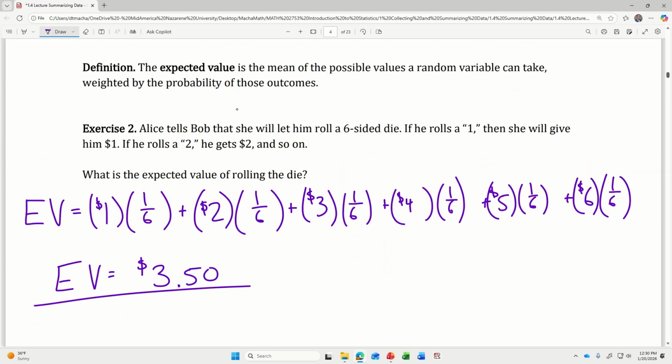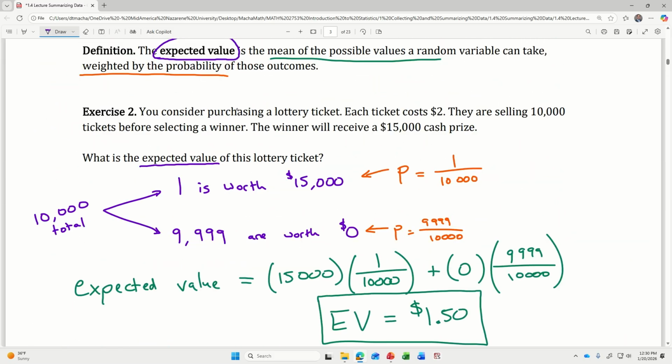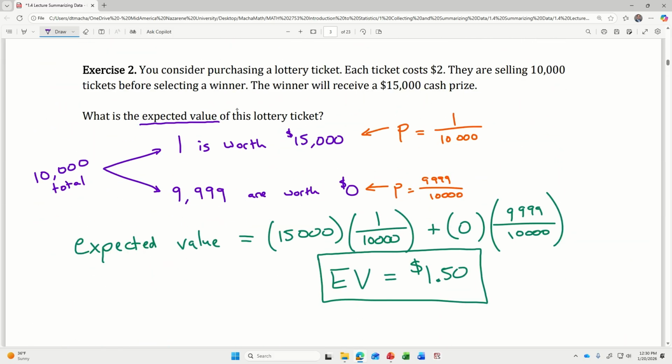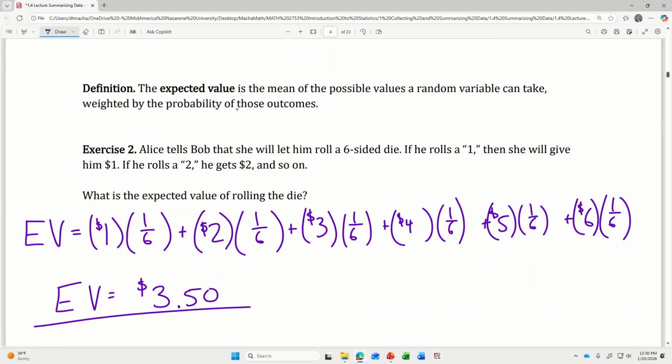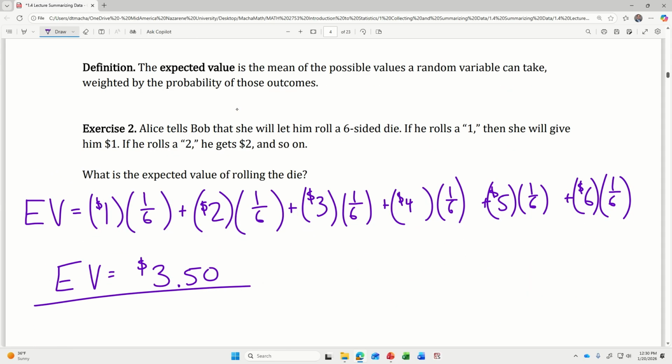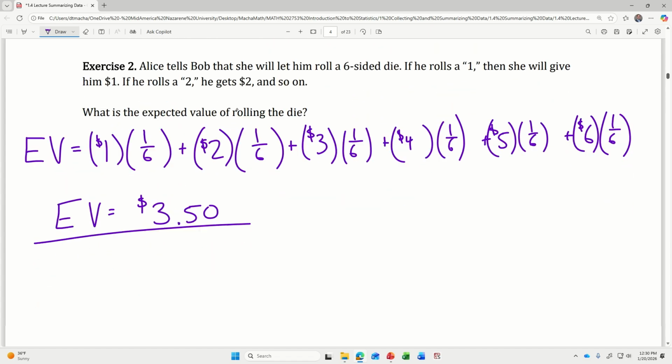So, expected value is by happenstance just the median in this probability distribution, but that's just coincidence. That's not always the case. Like in this distribution, the median is really $0, right? The middle outcome is still 0. So the expected value isn't always the median for a probability distribution. And so they're kind of communicating different things.